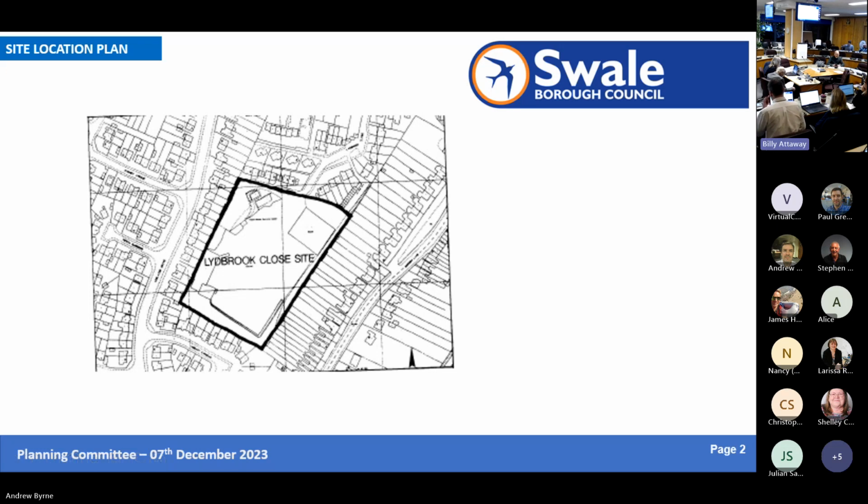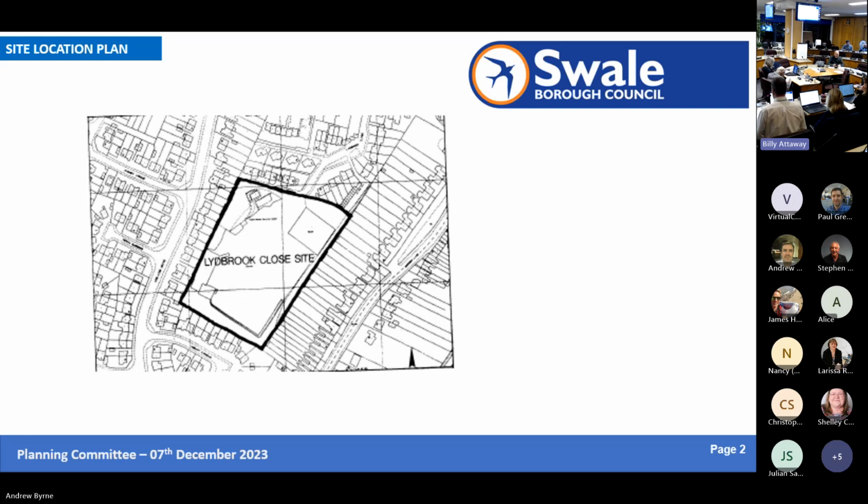Now, I'll give you some more detailed background on this site. If I could just refer members, first of all, to paragraphs 2.10 to 2.13 of the report. That sets out what is quite an unusual planning history here. So permission was granted originally in outline form in 1997 for residential development of the site. And then reserved matters approval was granted in 2001 for 49 dwellings. And at the time, all the relevant pre-commencement conditions were discharged and the foundations for one unit were constructed.